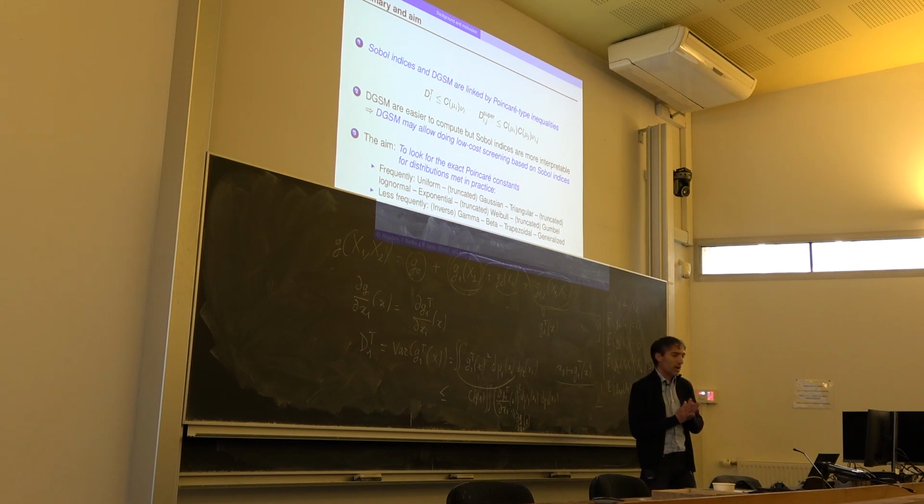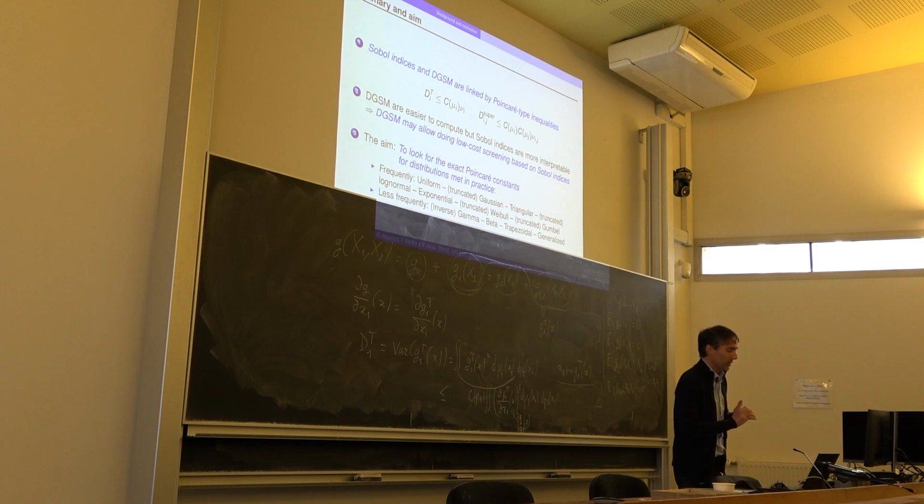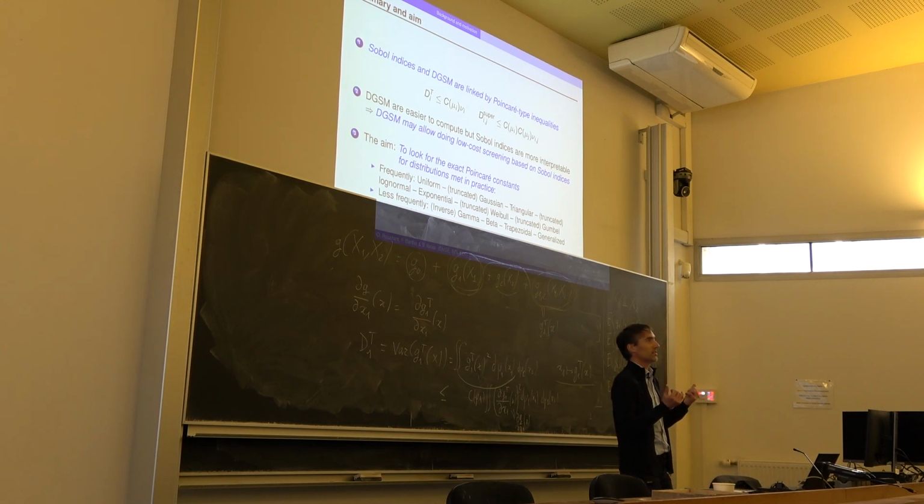Okay, the summary of this part, which is a very long introduction, but I think it's important for you to understand this, is that there is a connection between two sensitivity indices, one based on variance, Sobol indices, and one based on derivatives. There is a connection through Poincaré inequalities. And the connection is given in this formula. So the aim is to improve this formula by computing the optimal Poincaré constants.